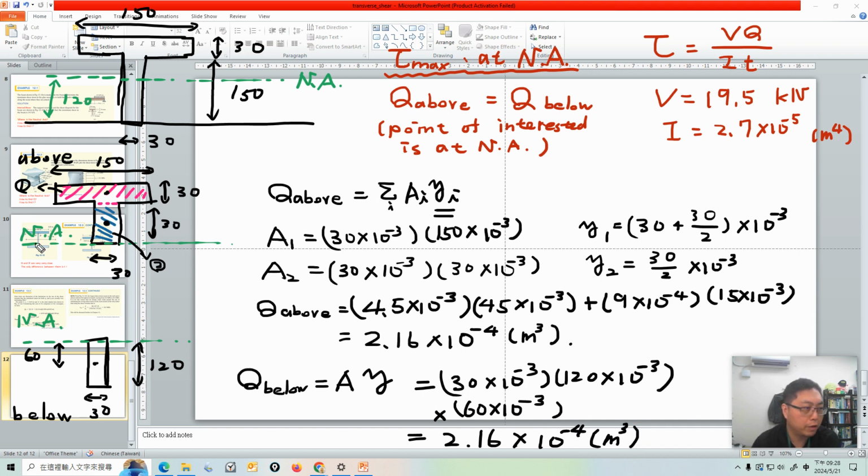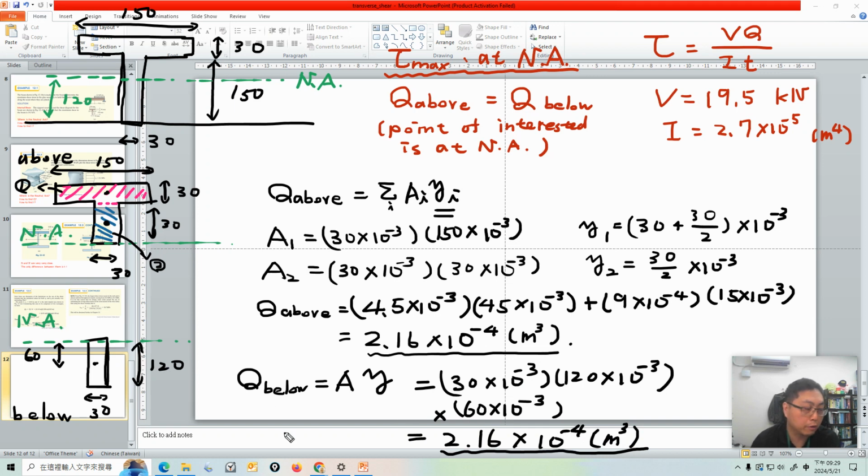For the calculation of shear stress in a beam, if your point of interest is at the neutral axis, you can calculate the Q above the neutral axis or calculate the Q below the neutral axis. Because at the neutral axis, the Q above and the Q below will be the same. So you can use things in another way.